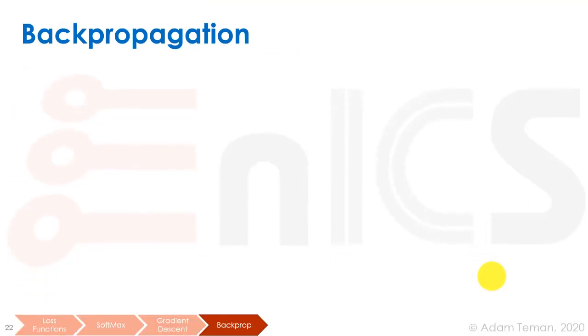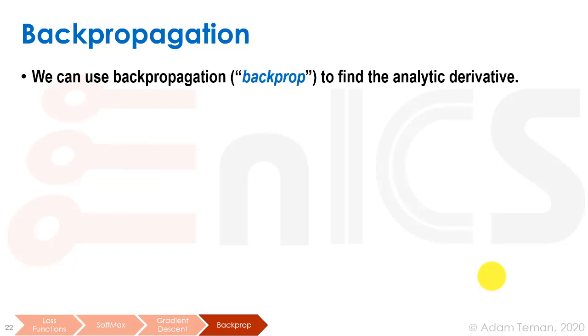Well, luckily we know how to do that for a lot of cases, and we use a process called backpropagation. Backpropagation, or we often call it backprop, is a way to find the analytic derivative and plug it into our model so we can easily train.